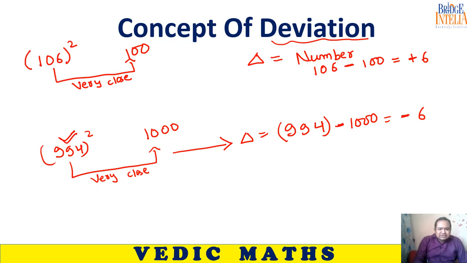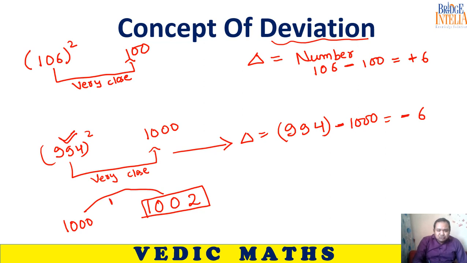Suppose I ask you what is the deviation of 1002. So you would say 1002 is very close to 1000. It is very close to 1000 and 1002 is 2 steps ahead. Or you can say numerically the value of 1002 is 2 more than 1000.